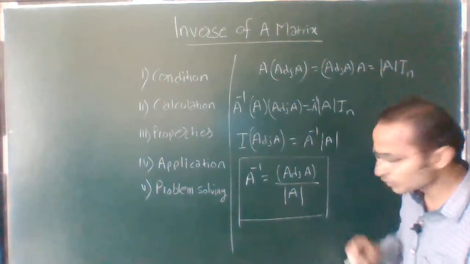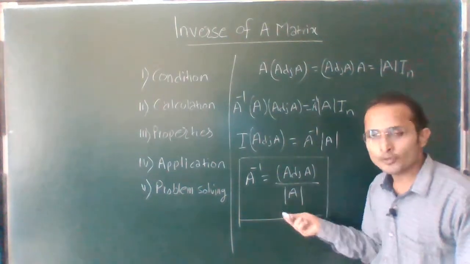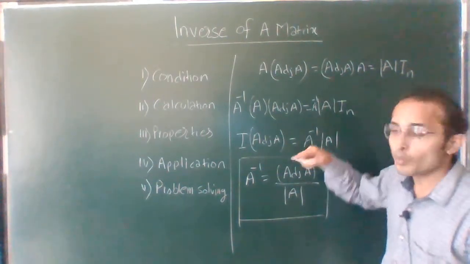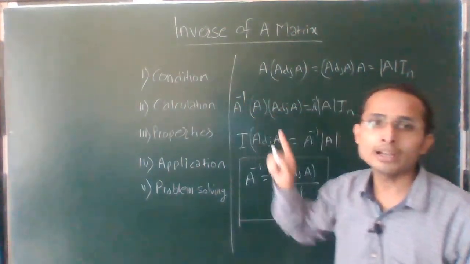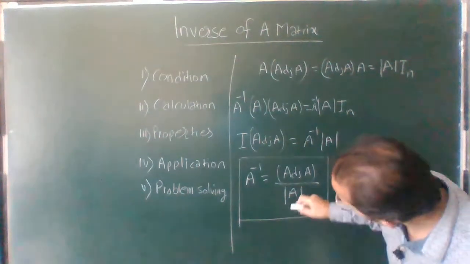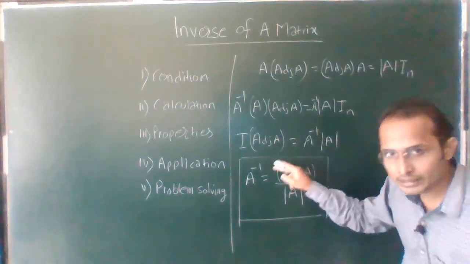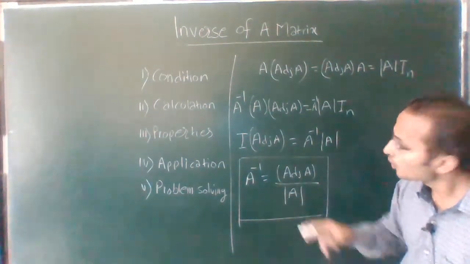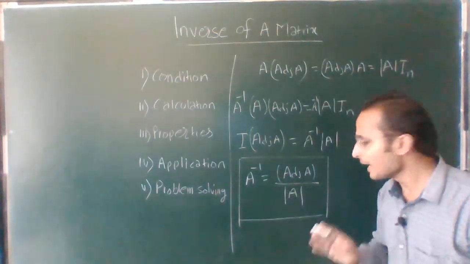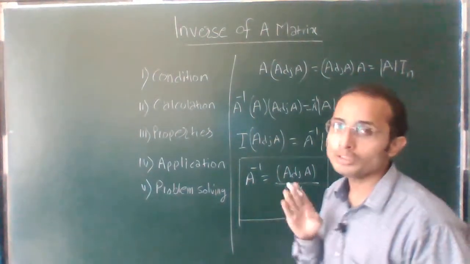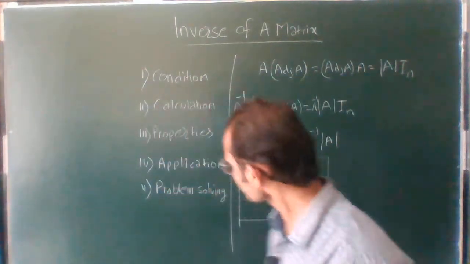Here you can also see that determinant of A comes in the denominator. So the condition we have to see here is that determinant of A must not be equal to 0. If we put determinant equal to 0, this expression will not be defined. So we should take care that determinant of A must not be equal to 0, that is, A must be a non-singular matrix.